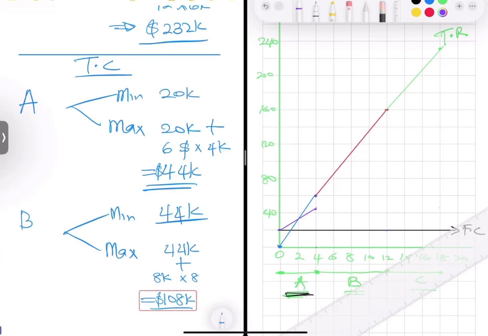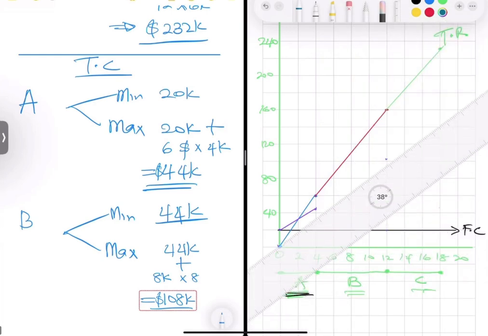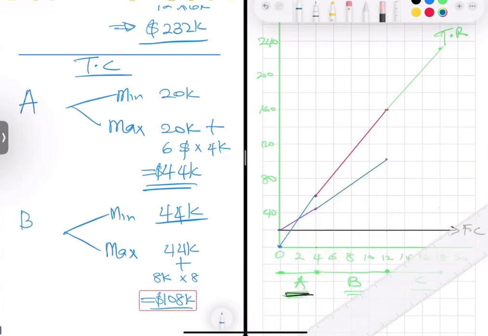And where's our 108? This is 80. This is 100. So I'll just put it somewhere here as 108. So we need to join that, for nice color, let's use this one. That's the total cost for B.